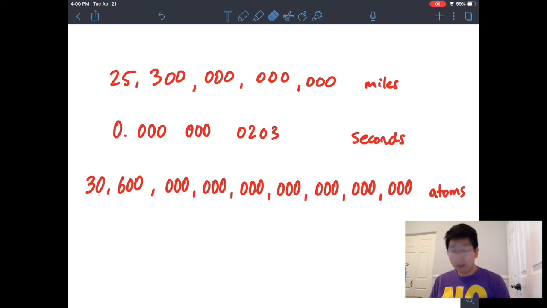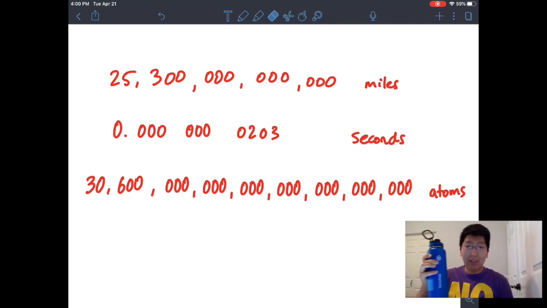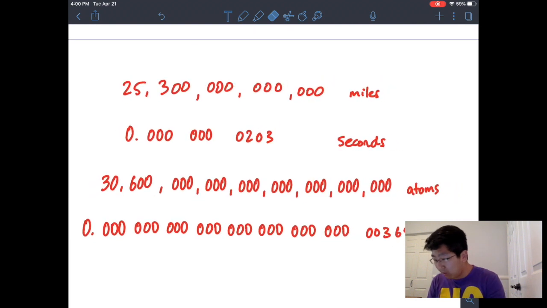Here is a very, very large number. I don't even know how to pronounce it, but it is the number of atoms in an average glass of water. If I took about half of it, that's the amount of atoms in that cup of water. And this last one is the weight in pounds of a proton in an atom. In science, you might have talked about atoms, and a proton is a little portion of an atom. This is how many pounds it would be.